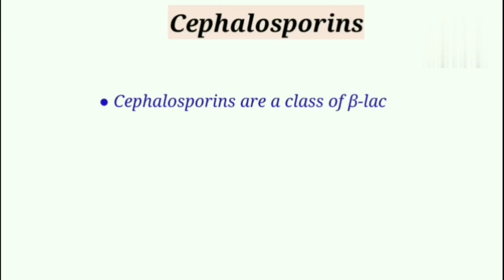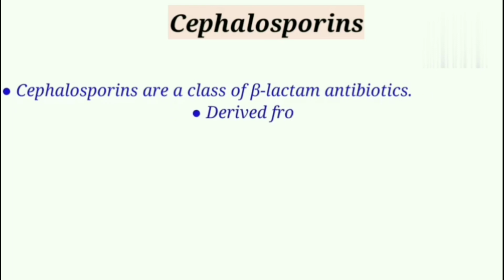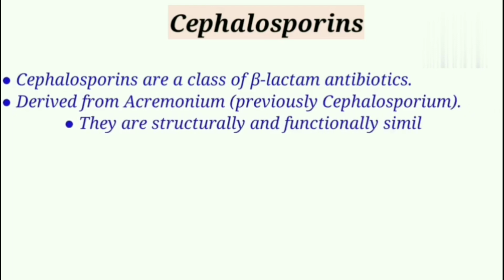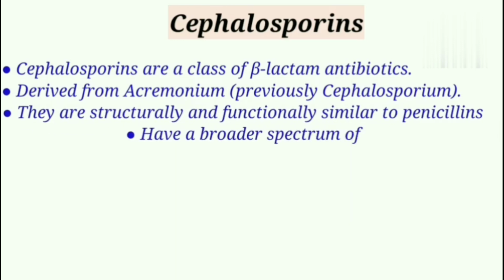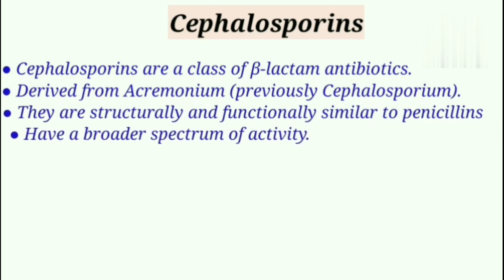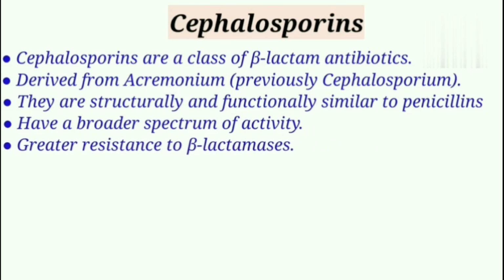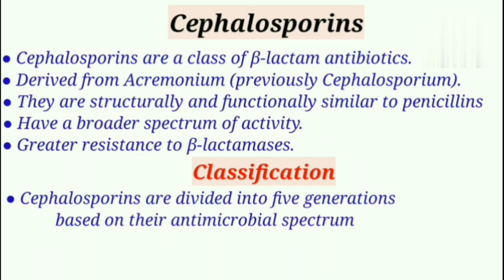Cephalosporins are a class of beta-lactam antibiotics, derived from Acremonium, previously known as Cephalosporium. They are structurally and functionally similar to penicillins, but they have a broader spectrum of activity and greater resistance to beta-lactamases. They are classified into 5 generations based on their antimicrobial spectrum.